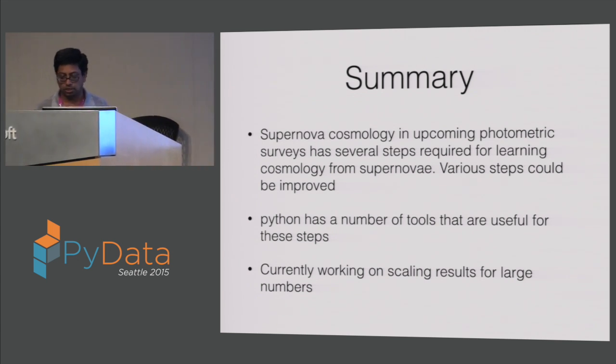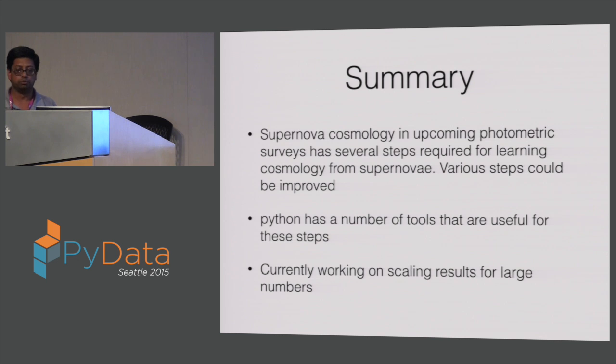And I'll just put up a summary where I'll note that supernova cosmology with this kind of photometric surveys requires several steps. And a lot of these steps will benefit from good algorithms and code. And we do have ways of doing these things, but they actually all can be improved. And Python has a number of packages now that can be used for these kinds of steps. And of the things that I described, we are currently working on scaling the results for much larger numbers so that we can run those tests.